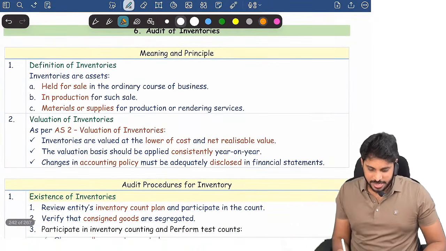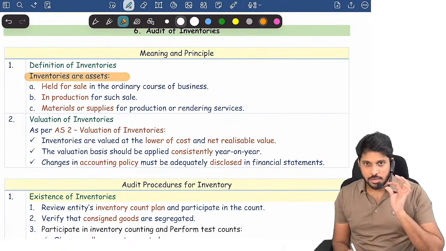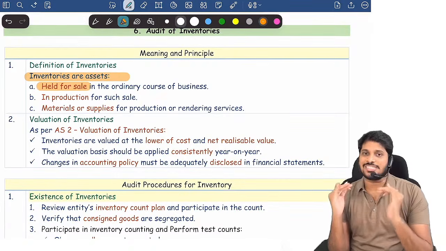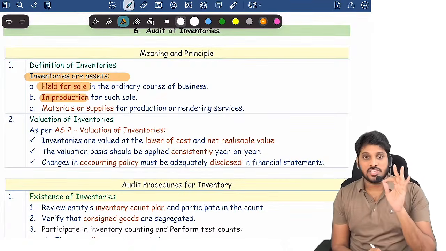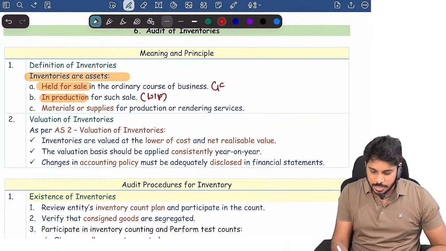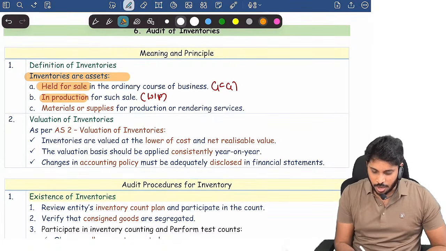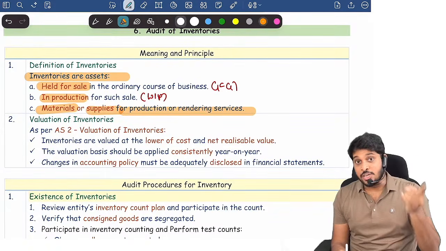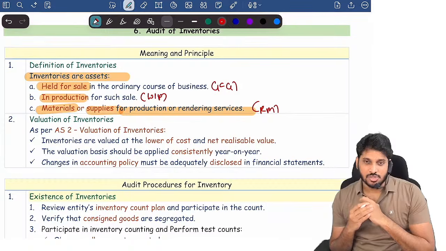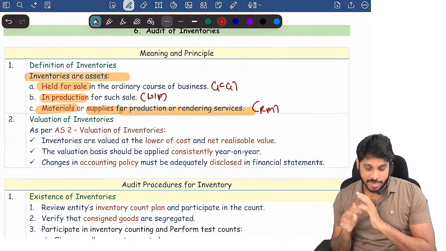Then audit of inventories. Inventory means what? Any asset held for sale. The asset is held by me just to sell it, or an asset which is held in production, that's called work in progress. Held for sale is nothing but finished goods, or any material supply which I will use for production is called raw material. So inventory consists of raw material, work in progress and finished goods, guys.